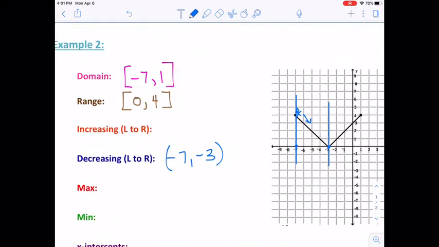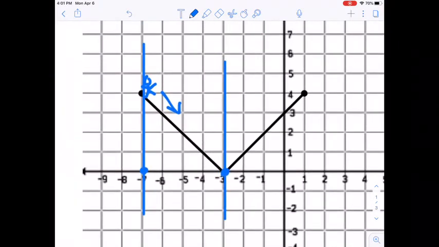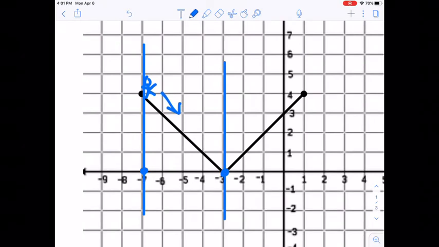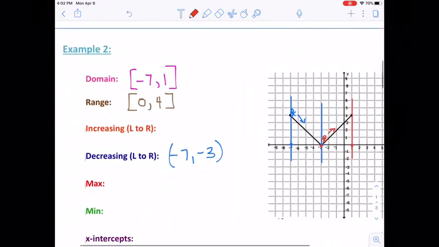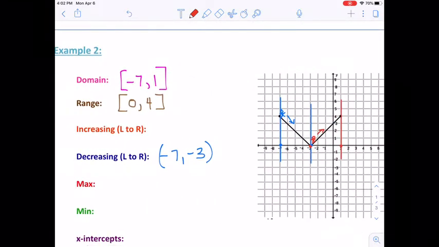At the -3, we see that it changes direction, and now it's going uphill. Between the -3 and the 1, the graph is going uphill. So that is an increasing interval from -3 to 1. This graph is increasing.